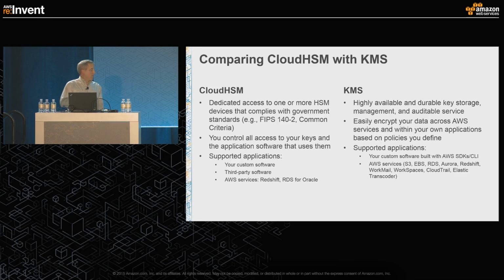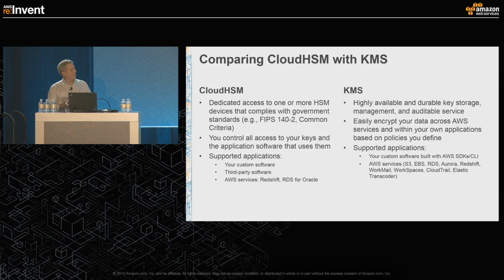Okay, so we've heard about two different options. How do I choose between these? So CloudHSM: dedicated access, validated by trusted third parties. You control all access to the keys. You control all availability, durability. You're responsible for a lot more in this case. You have more control. Your software interfaces tend to be custom. They're not really related. There's no AWS SDK that lets you use keys inside CloudHSM.